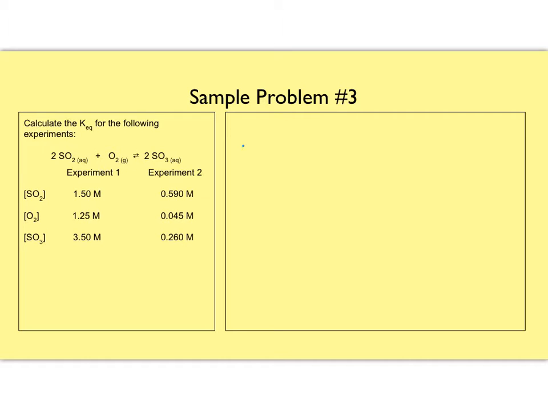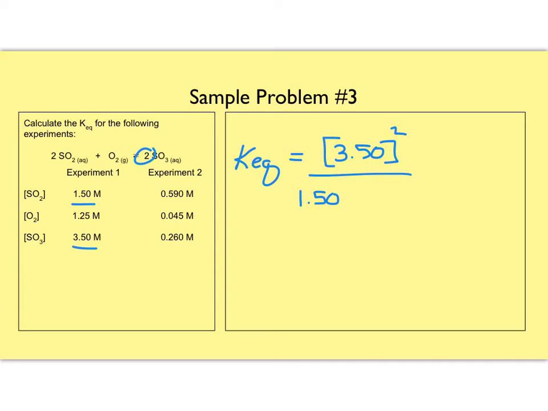For experiment number 1, the KEQ will equal the concentration of SO3, which is 3.50 molar, and the superscript will be a 2, so squared, over the concentration of the SO2, which is 1.50 molar, and its superscript is a 2, times the concentration of the oxygen, which is 1.25 molar. Its superscript is a 1, so I won't write that. And when you solve this, you'll get an answer of 4.36.